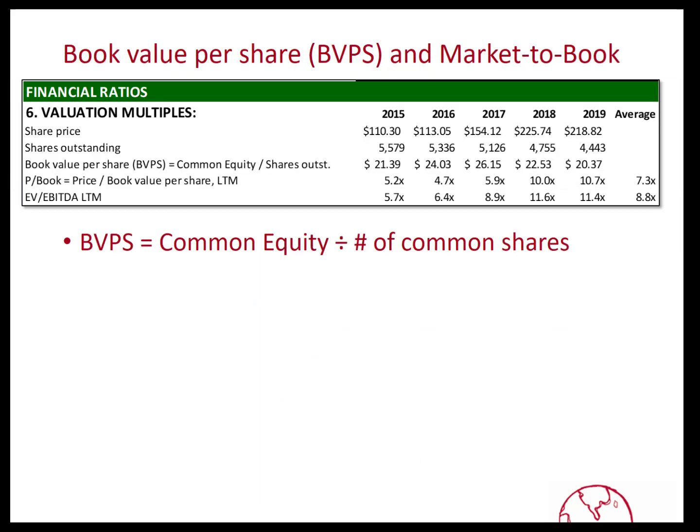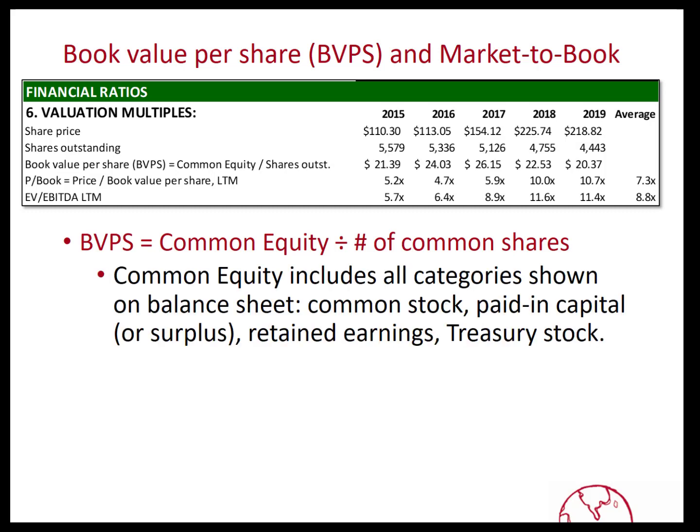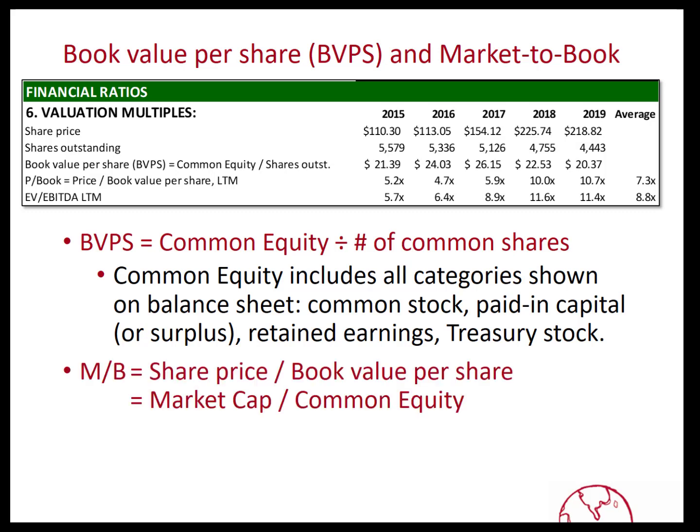Another metric is the market to book ratio, also called the price to book. Price to book is related to the book value per share, which is an accounting measure. It's simply the common equity of the firm on its balance sheet at year end, divided by the number of common shares outstanding. You can see that common equity is not the market value, it is the book value, and that it would include all the different categories shown on the balance sheet, which could be any of these: common stock, paid-in capital, retained earnings, or treasury stock.